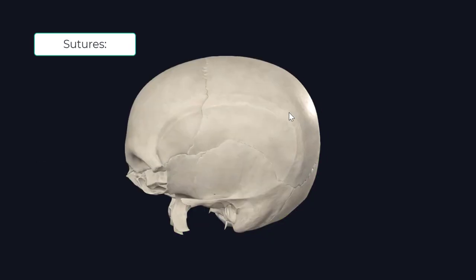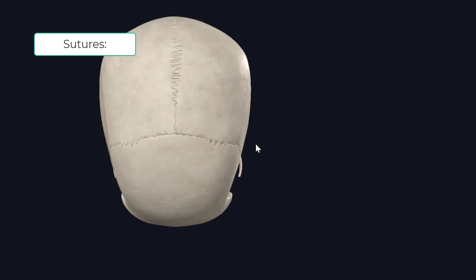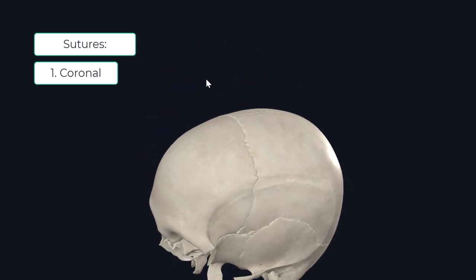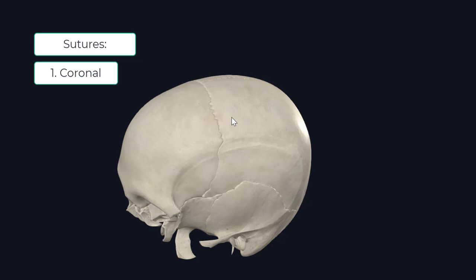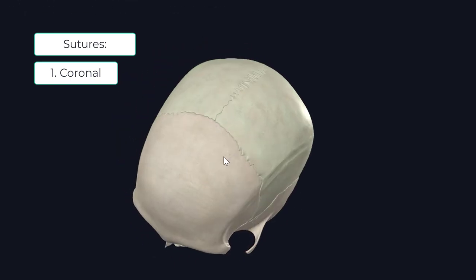Now let's talk about the sutures of the neurocranium. There are multiple sutures, but I want to discuss four major ones. Let's talk about the first one, the coronal suture. Corona means the crown. It's a space or the place for the crown, so that's why we call it the crown suture or the coronal suture. The coronal suture is between the frontal bone and two parietal bones.